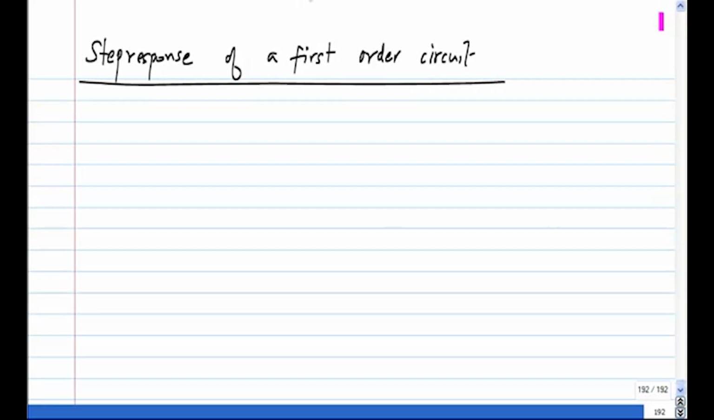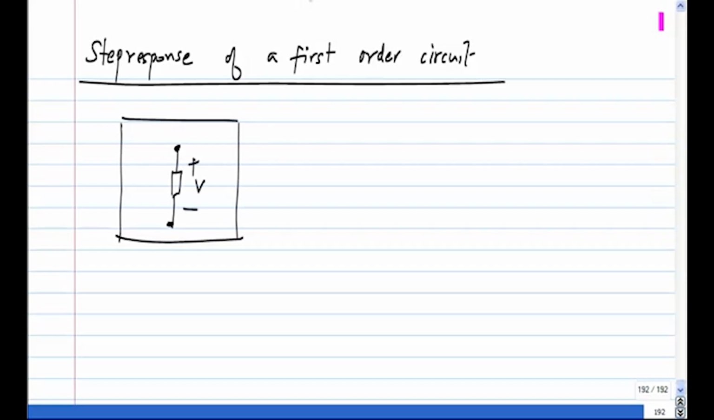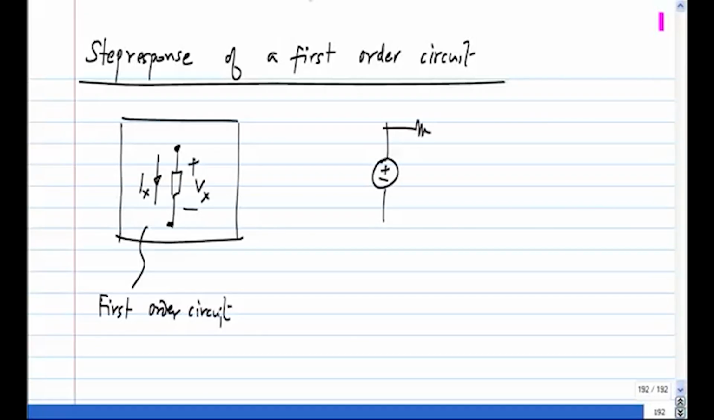So this is called a step response because the input is assumed to step. Okay. So let's say you have a first order circuit. That means that you have one effective capacitor and you take any branch quantity there. So let's say Vx or the current Ix. And the only condition is that it be a first order circuit. So for instance, I could go on with this, right? I could do this.